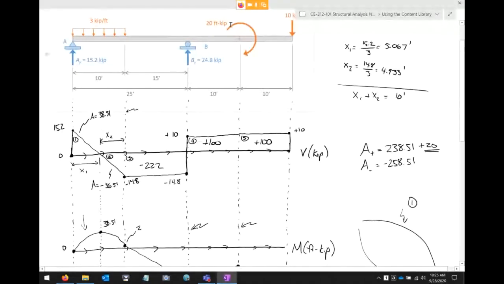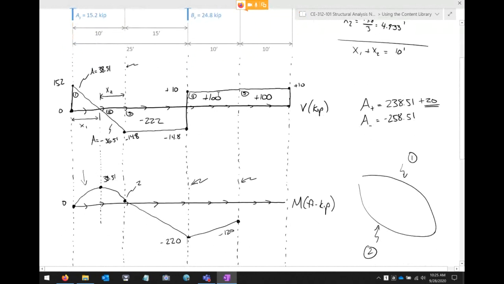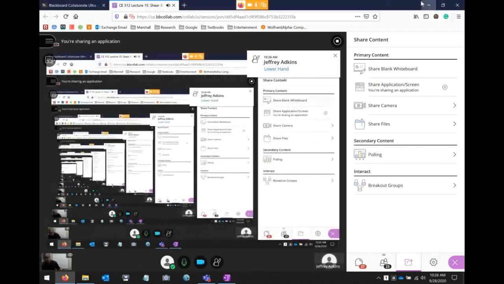Well, at this point, we've got that concentrated moment. So we jump up 20. And so if I'm at negative 120 and I jump up 20, that puts me at negative 100. And then the positive 100 is going to bring me back home. This is negative 100. Okay, I heard a question from Mr. X.